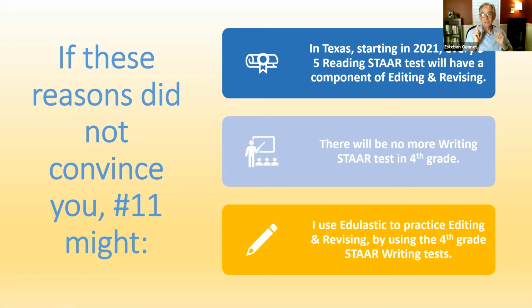Number 11 might, because if you're a teacher in Texas, in 2021, every 3rd, 4th, and 5th reading STAAR test will have a component of editing and revising. 4th grade no longer has that writing test, and everyone, 3rd, 4th, and 5th, has a reading and an editing and revising component. Every teacher in Texas is currently desperately seeking, where can I get materials for my editing and revising? It makes it difficult to find. There's nothing ready, nothing printed, nothing out there.